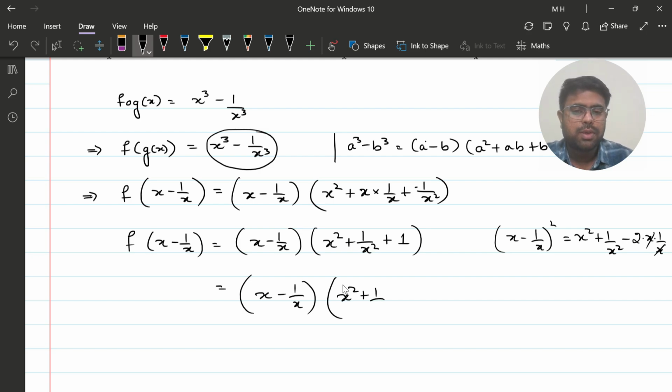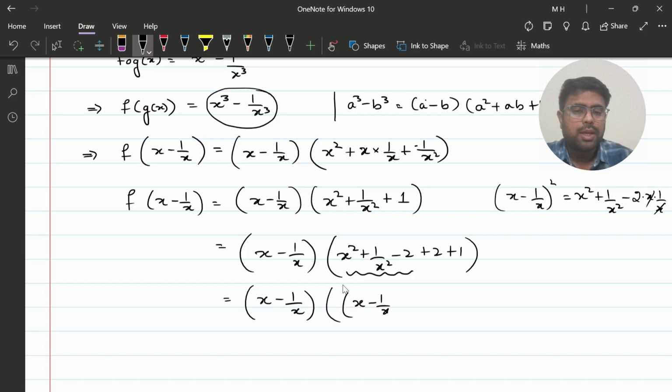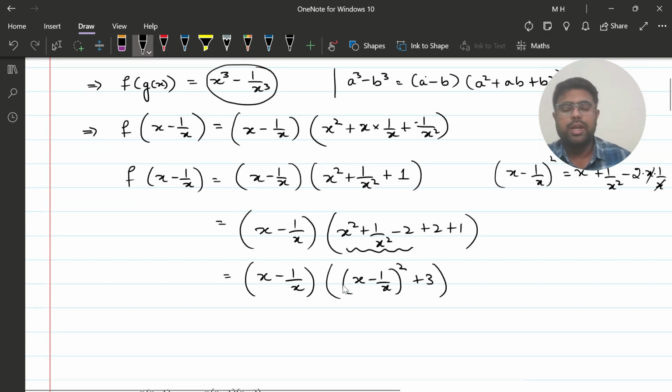So x square plus 1 by x square minus 2 plus 2 and then plus 1. Okay, plus 1 is from here, right? So this will be equal to x minus 1 by x into this x square plus 1 by x square minus 2 is going to be x minus 1 by x the whole square, right? And then plus 3. This is what you got. I hope what I'm doing is clear to you. So this implies f of x minus 1 by x is equal to this.